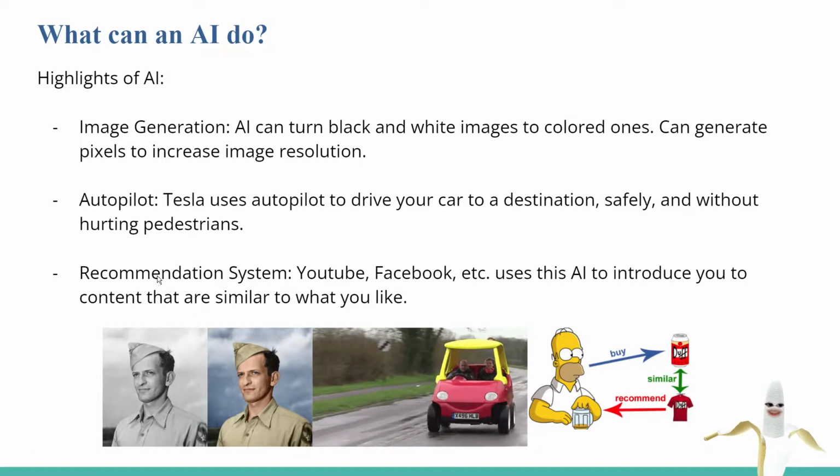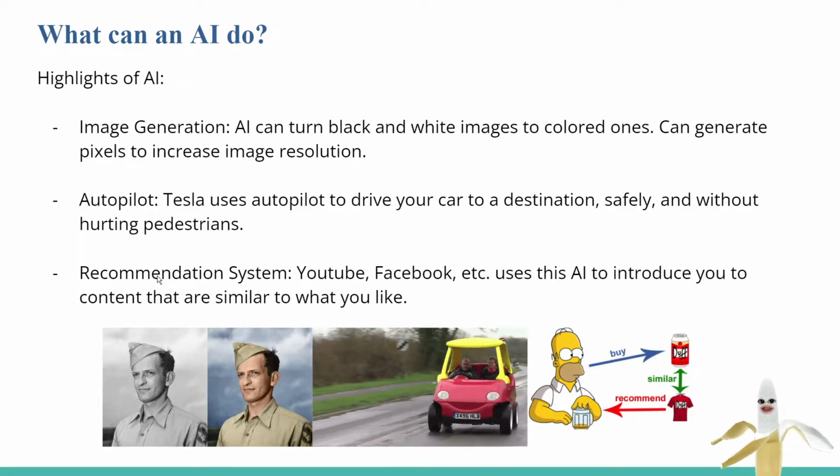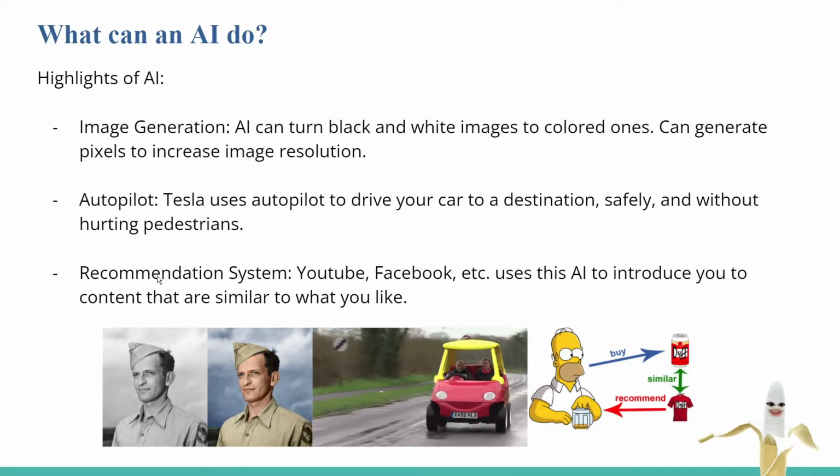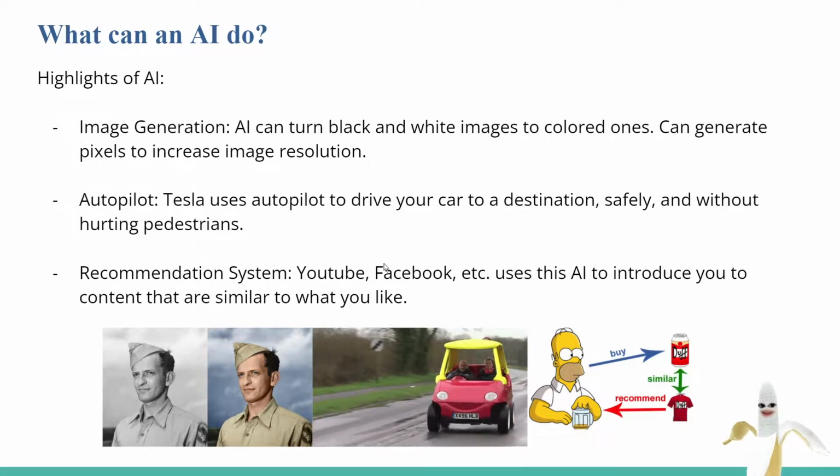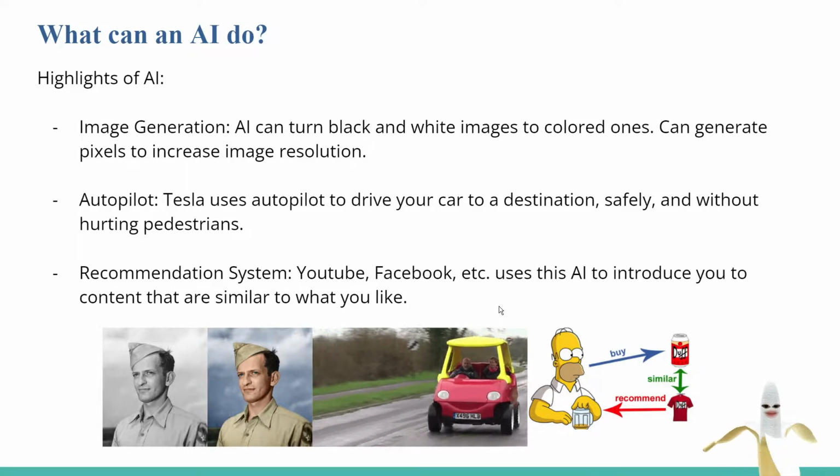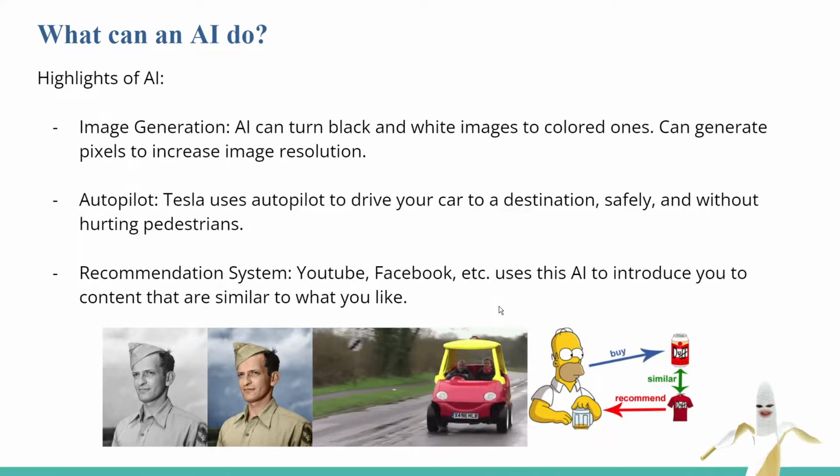And the next one is autopilot. Tesla, which is the electric car company that Elon Musk owns, I'm not sure if you've heard of it, but they can create autopilots, and you can drive your car to McDonald's safely and not hurt anybody. So yes, they use AI for that too.